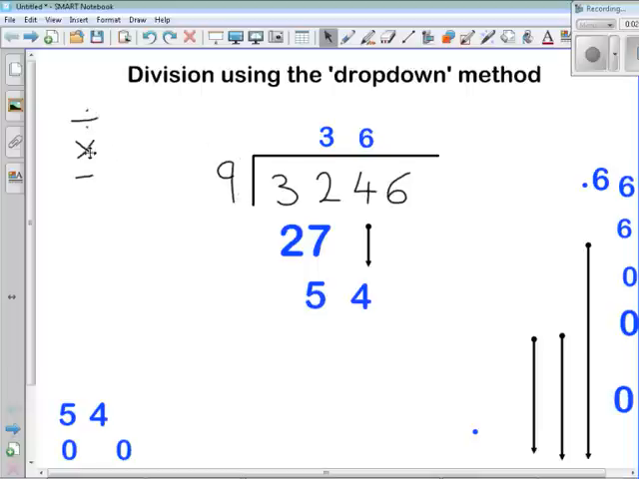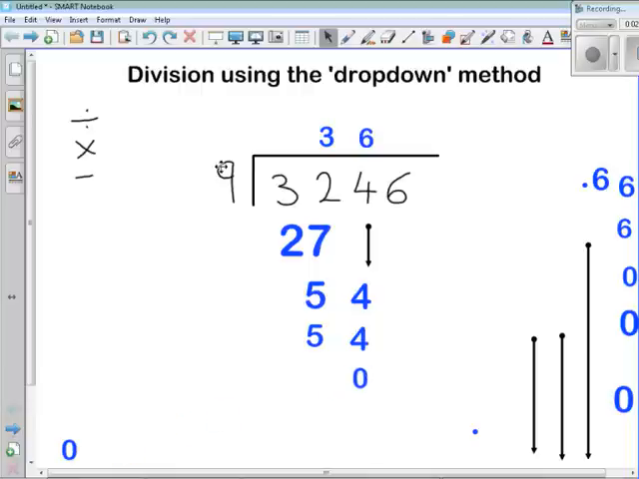Now, once again, same routine, the multiplication. 6 times it by 9 gives us our 54. So place our 54. Now, we've done our multiplication. Moving on to subtraction. 54, take away 54, we're left with 0. So we've got nothing left.